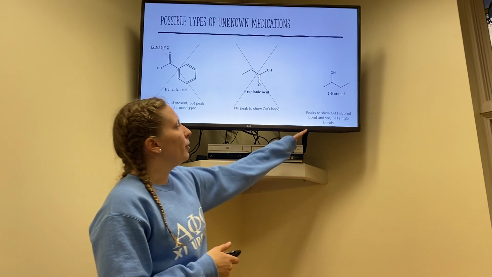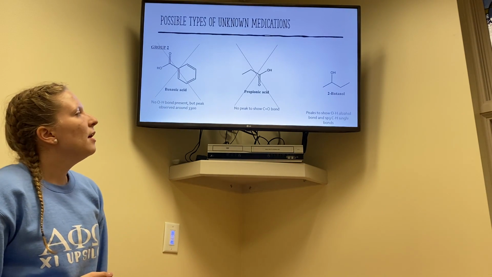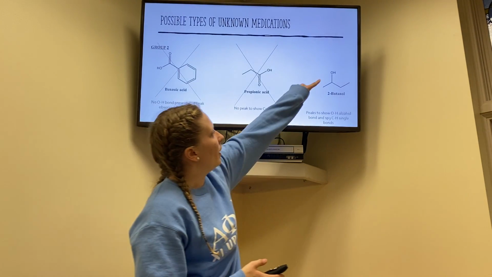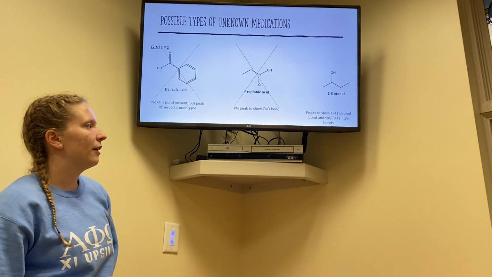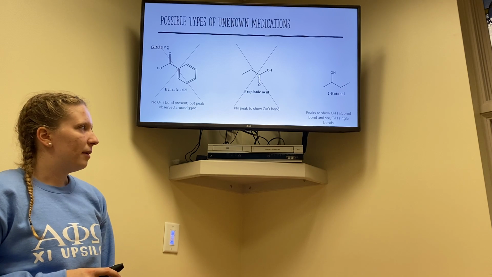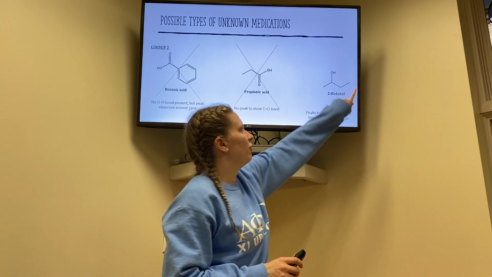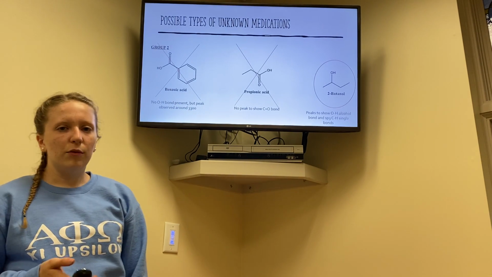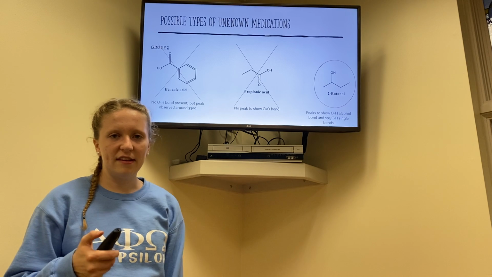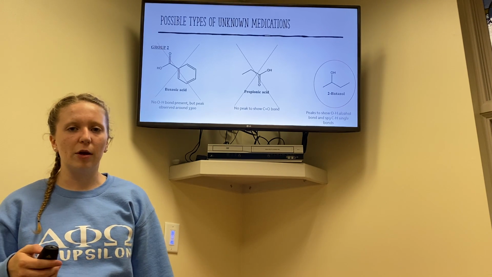And that leaves 2-butanol, which fits the spectra with everything that we observed. So it has the peak to show the OH alcohol bond, the broad one that was around 3,300, and then it had those sp3-CH peaks to show the single bonds on the CHs around it. So that is how we identified what this medication was, and using these techniques we can ensure that the medication will be properly disposed of and won't cause any harm to the environment.